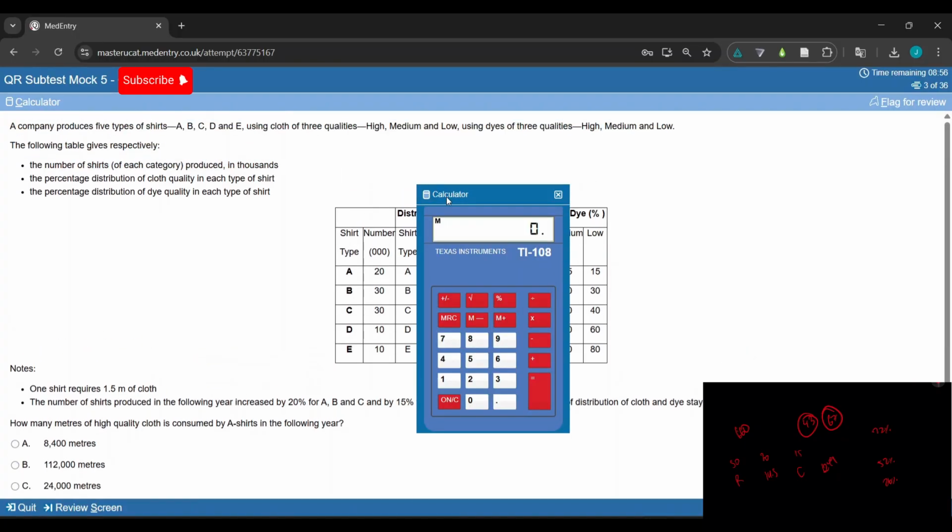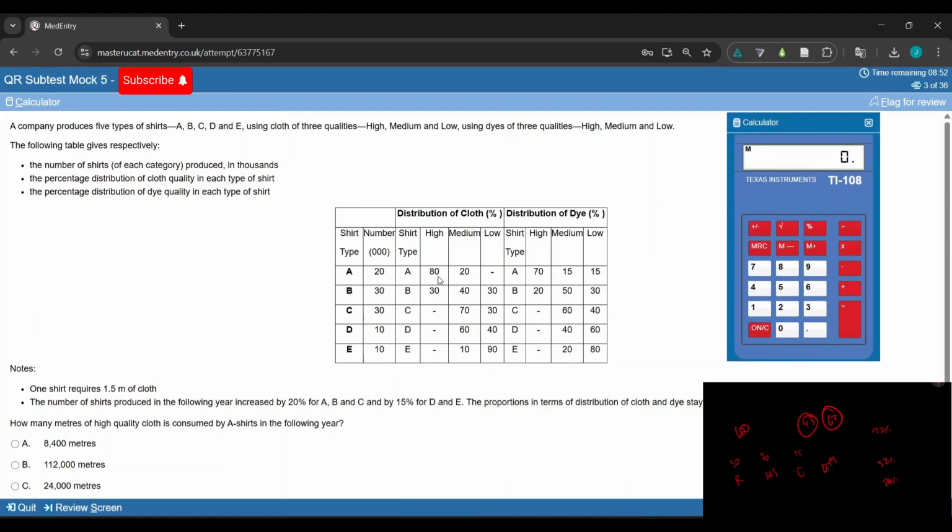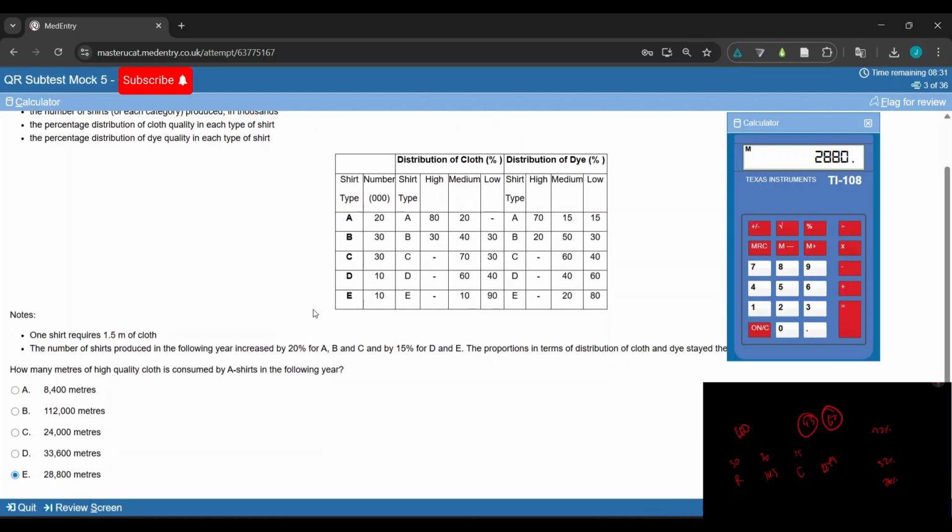Okay, how many meters of high quality cloth is consumed by A shirts in the following year? So A shirts high quality, so it's 20,000 times 8, okay, 20 times 80 high shirts, and then increases by this amount to 880, I think.